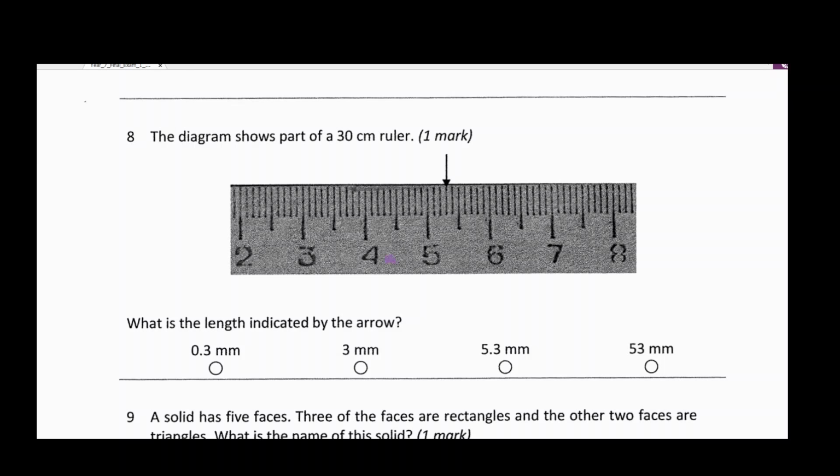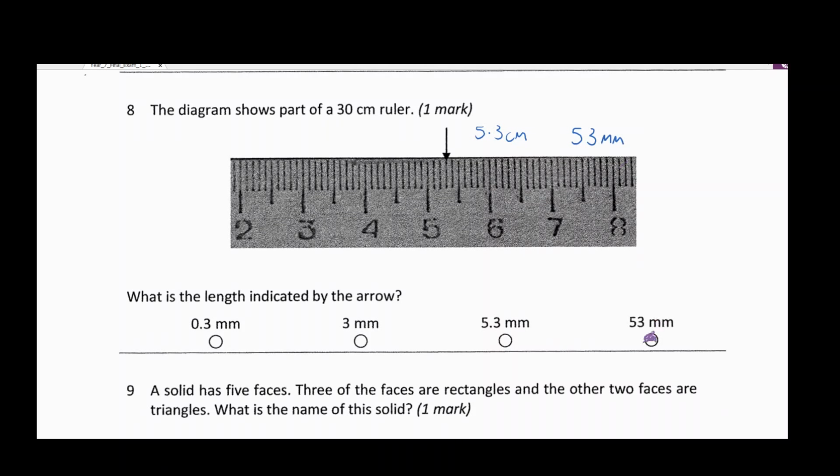The diagram shows part of a 30 centimeter ruler. What is the length indicated by the arrow? That's going to be 5.3 centimeters. Okay, and 5.3 centimeters is the same as 53 millimeters. So it's this one there.